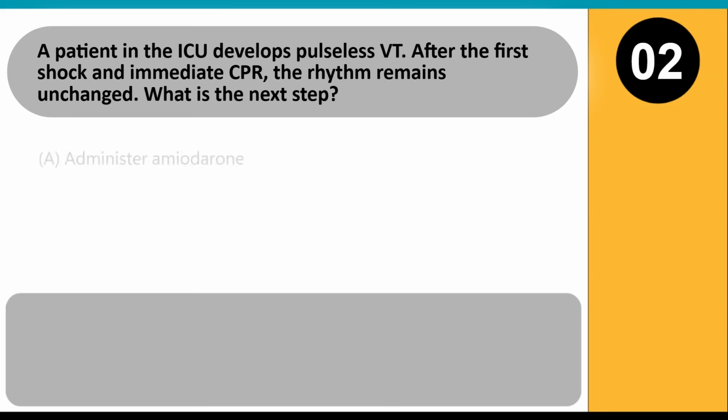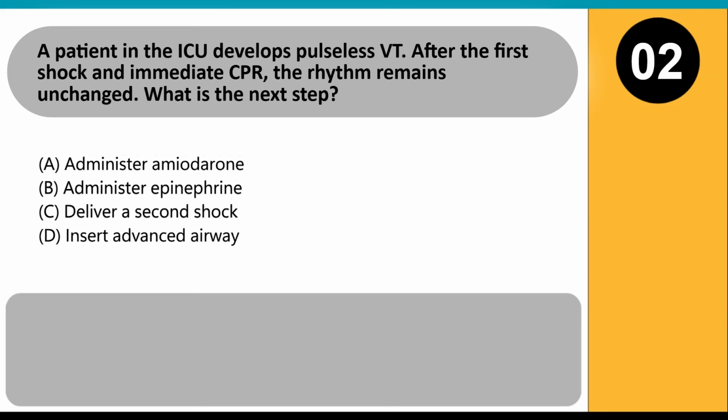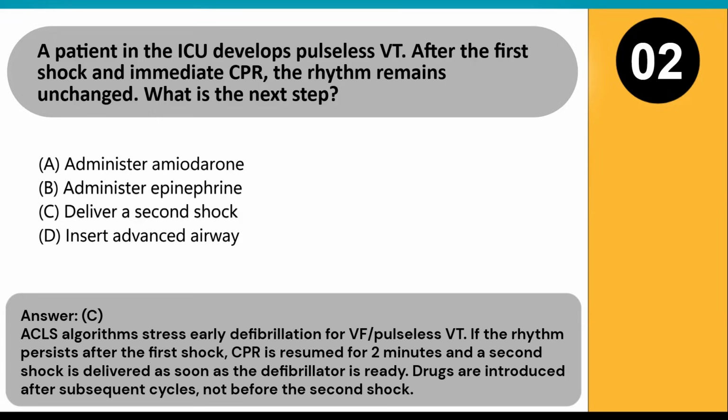A patient in the ICU develops pulseless VT. After the first shock and immediate CPR, the rhythm remains unchanged. What is the next step? A. Administer amiodarone. B. Administer epinephrine. C. Deliver a second shock. D. Insert advanced airway. Answer C.